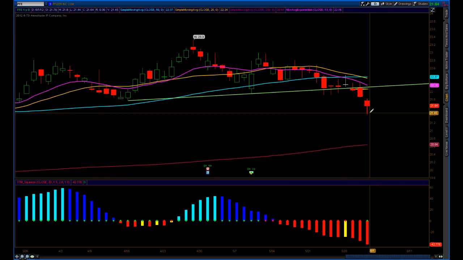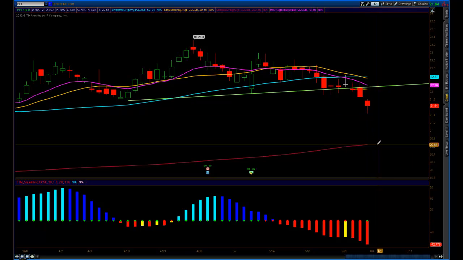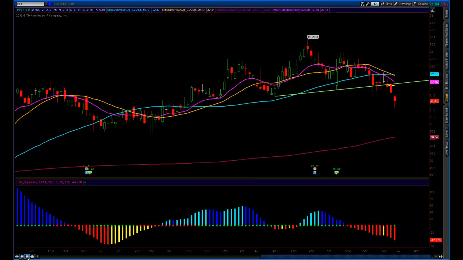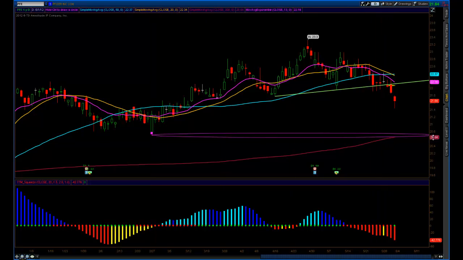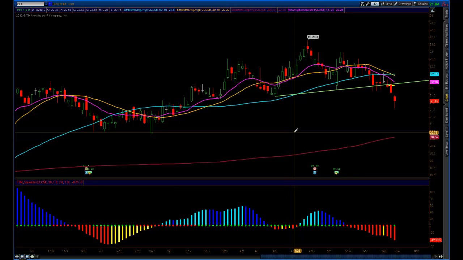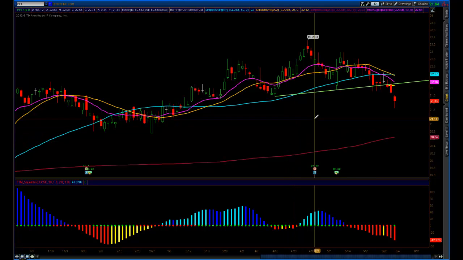We took half profits in that, and I am looking for a move ultimately down to about the 200-day moving average, which is this line, and this would coincide with this pivot low, which is slightly above that. But basically around 20.80 is where I'm looking to take full profits on that. So we are in on the bearish side.